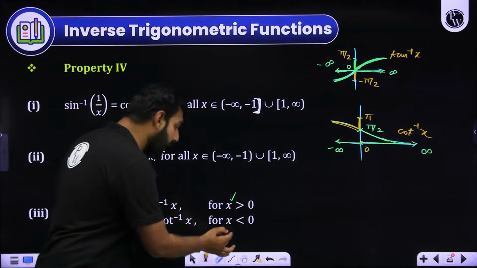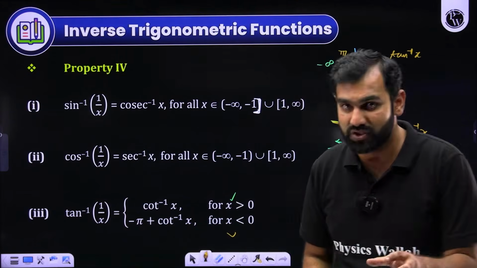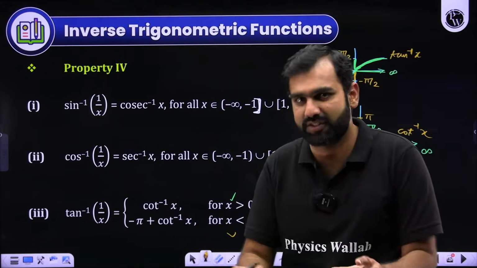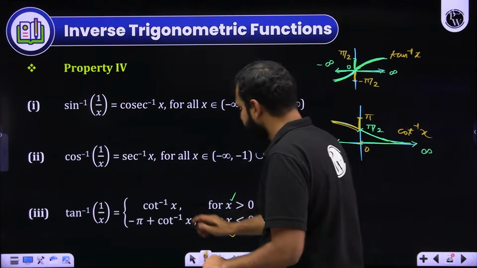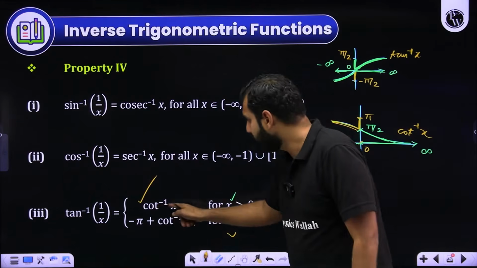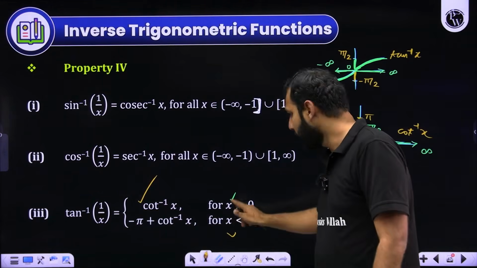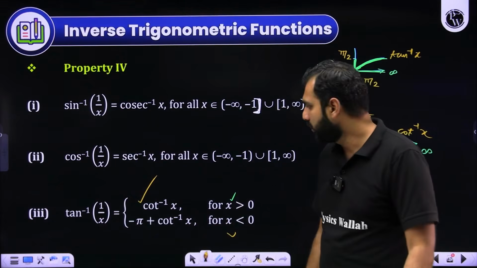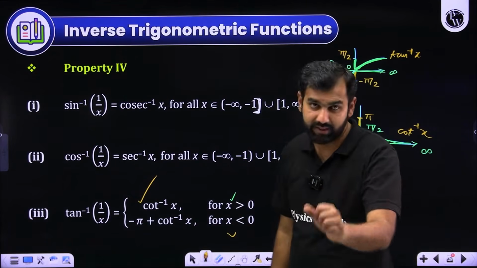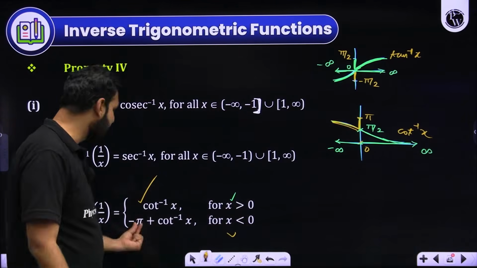And the moment you add minus pi to it, its principal value gets adjusted. Now look at this part. This part was already very well adjusted. It was also giving me values from 0 to pi by 2 for all the values of x which were positive. But the moment x got negative, the issue arose. So when the issue was there, I simply fixed it by adding a minus pi to it.